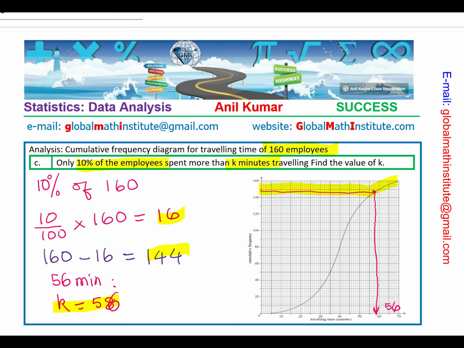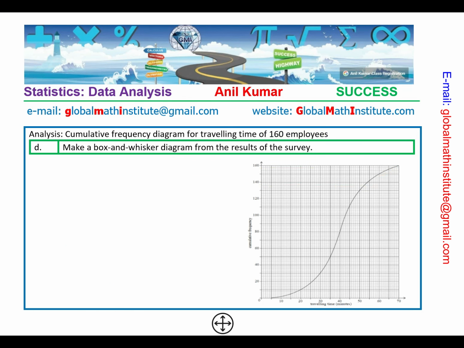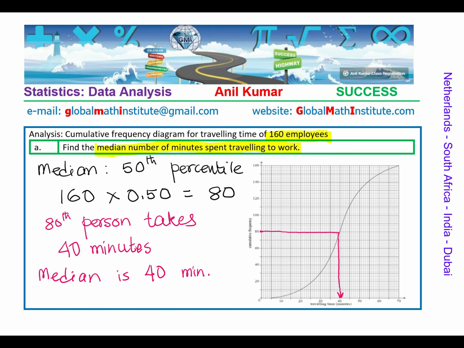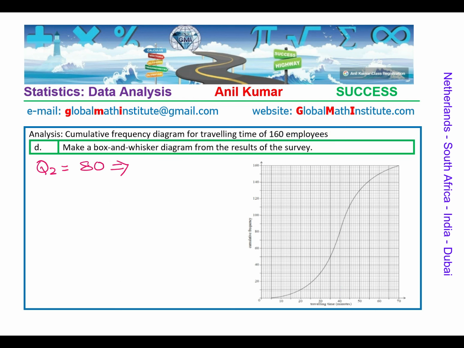So we have analyzed the graph and read all this information from it. Now it is time to make a box and whisker diagram. Earlier we had found Q2. Q2 was equal to 50% of the value, which was 80. And that gave us the time, which was, let's go back and check, median, 40 minutes.